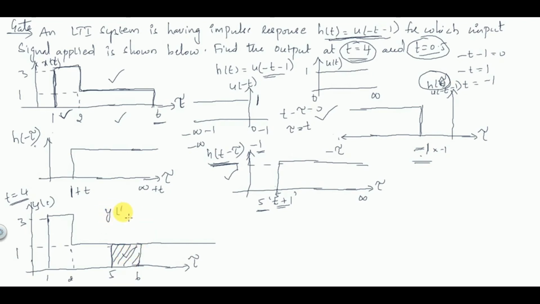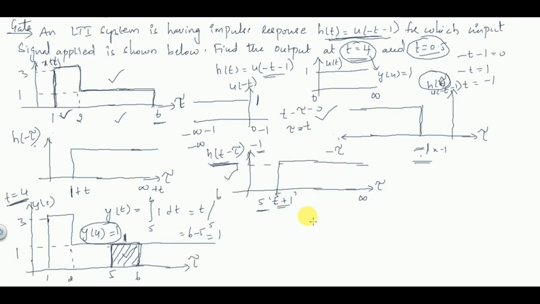So y of t, how can you find? y of t is equal to the integral from 5 to 6. From 5 to 6, the amplitude is constant, which is equal to 1, dt. So it is equal to t, with limits from 5 to 6, which is 6 minus 5, equal to 1. Therefore, we have got y of 4 is equal to 1. Okay, so at t is equal to 4, the y of 4 value is equal to 1. Understood? So this is how we can solve for t is equal to 4.